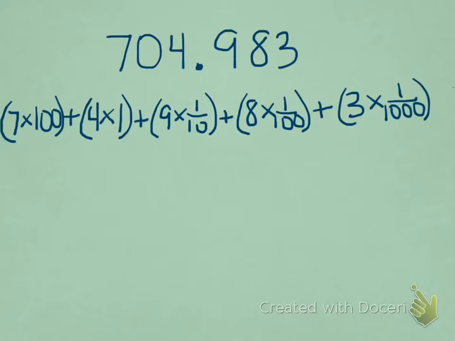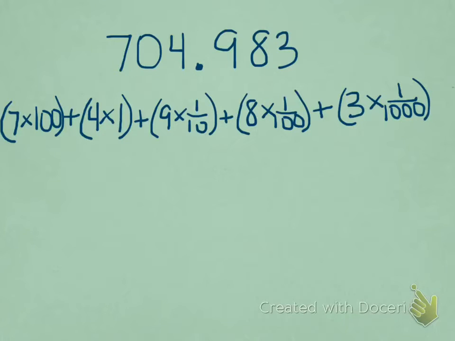The 7 in the hundreds spot can be represented by 7 times 100. The 0, which is in the tens place, you don't have to do anything with that. It's just a 0 times 10 would give you 0, so we left that out. The 4 in the ones place is represented by 4 times 1. Don't forget your addition signs between each of these.